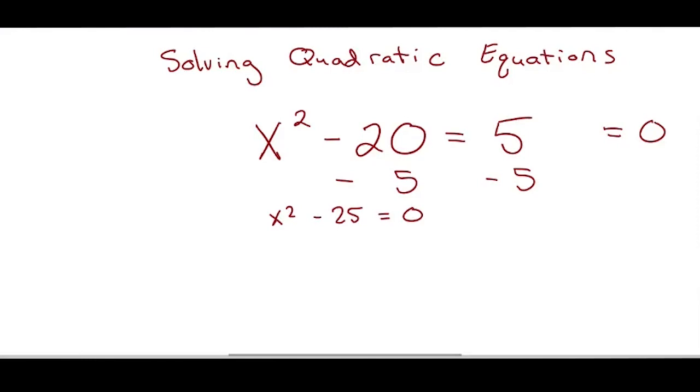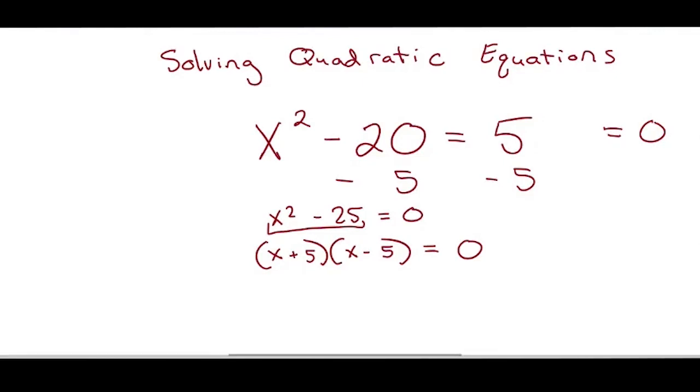Well, I'll notice that x squared and 25, I know the square root of both of those. So I will set this up with 2 parentheses, and I'll have an x in each parenthesis, and I know the square root of 25 is 5. So I also see that this here is a difference of 2 squares. So that means that the signs are going to be different in each parenthesis.